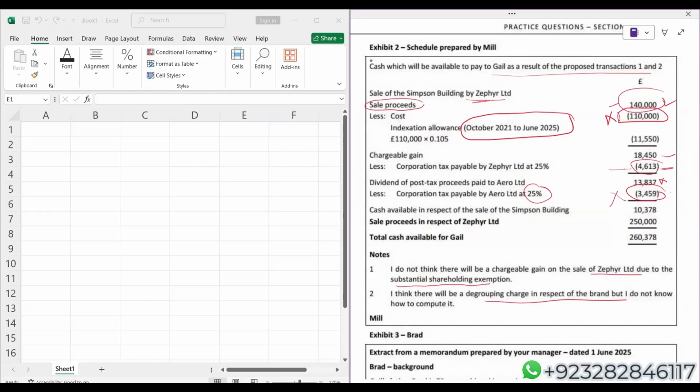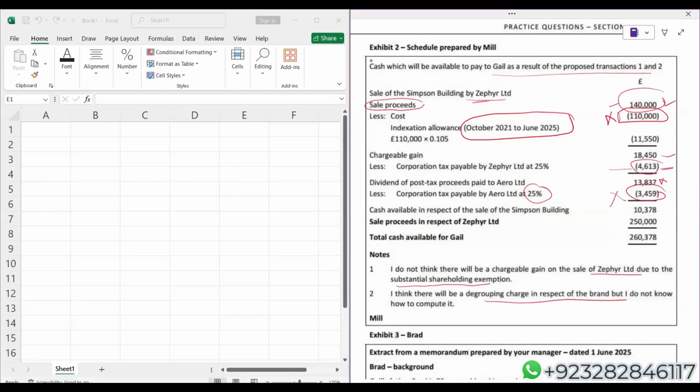Okay, now the question is when this SSE is available. Can I say the substantial shareholding? SSE exemption will only be available when you have got the ownership continuous, at least 12 months in the 6 years prior to the sale. So you have the substantial holding in that company at least continuous 12 months out of 6 years before the disposal, and it is happening here. So due to SSE, no tax on chargeable gain.